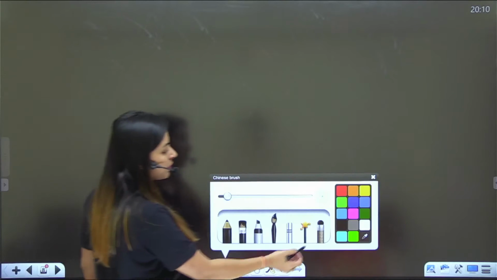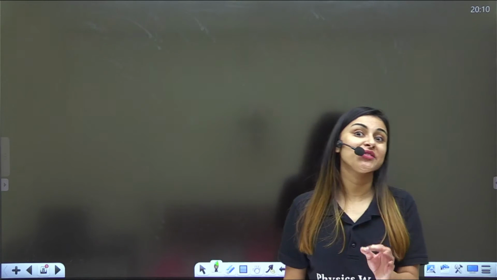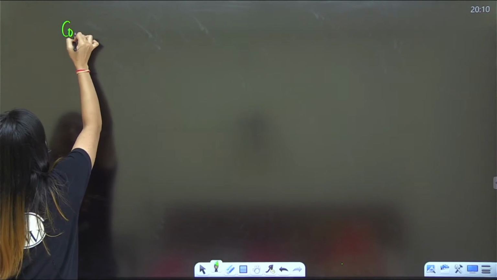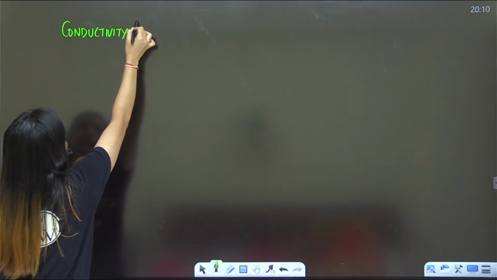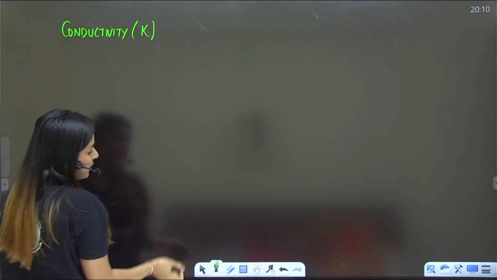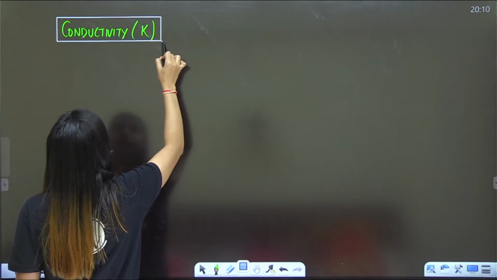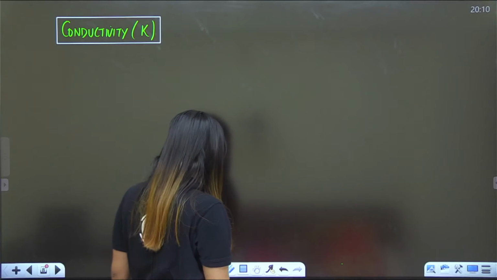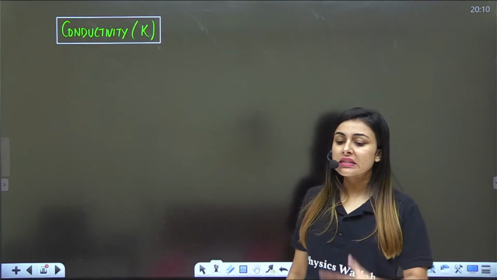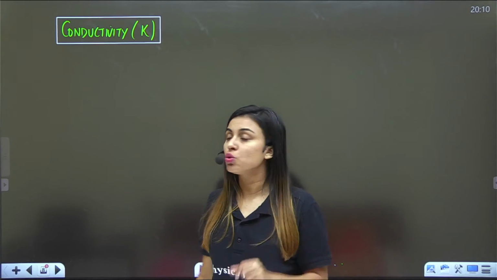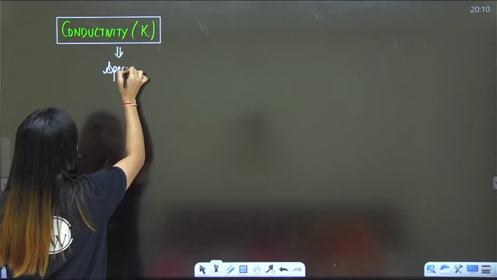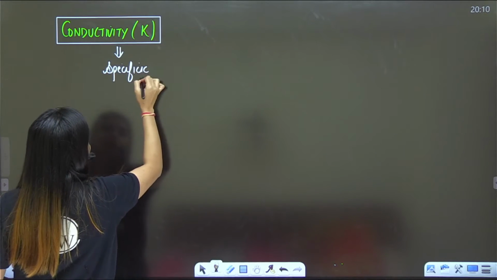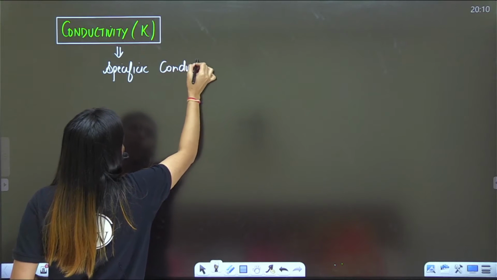Next thing that we will be discussing, and this part is very important, is your conductivity. So you need to write the heading as conductivity. It is given by K. The conductivity symbol is given by K. What is conductivity? Also, my dear students, it is known by a few names which you need to know. The conductivity is also known as specific conductance.